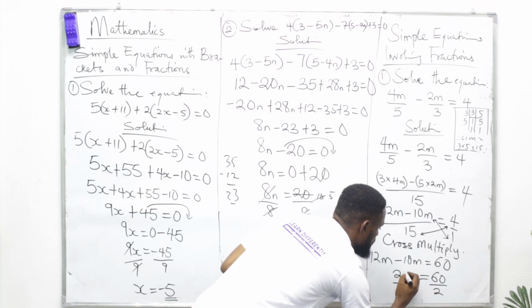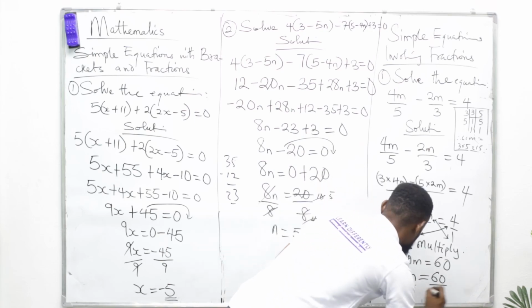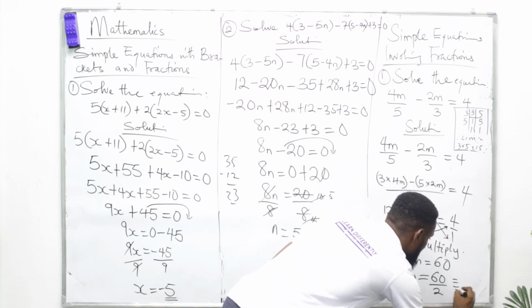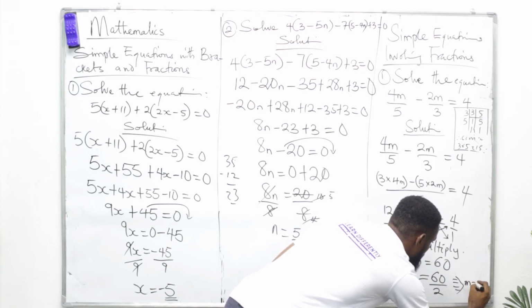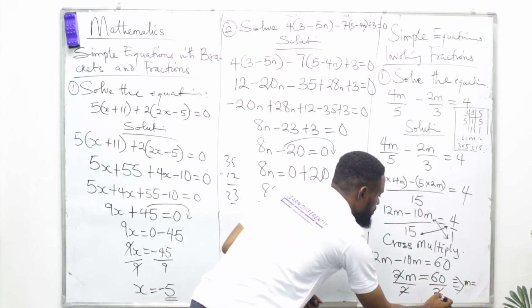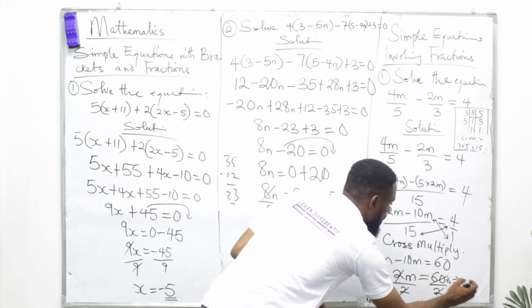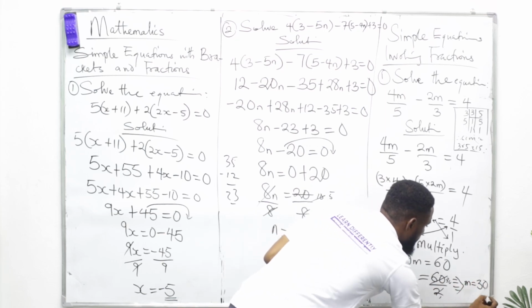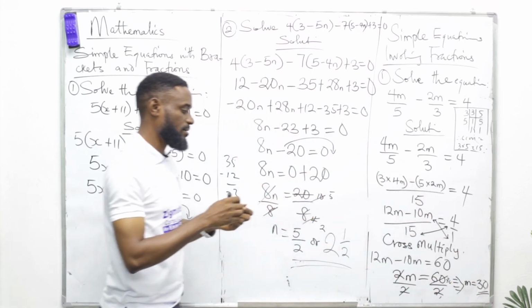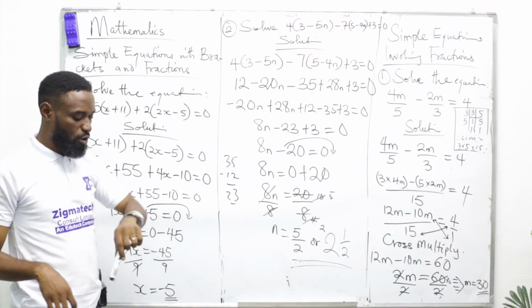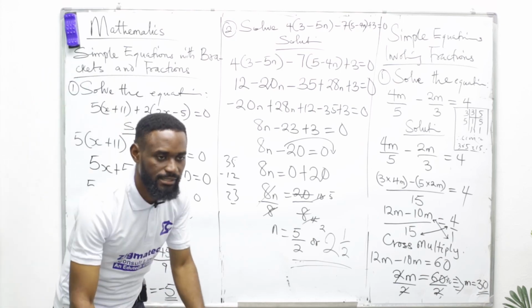So this removes this m. This means that our m is equal to 1 over 2 times 60. Half of 60 is what? 30. So our m is equal to 30. So that is our answer there. M is equal to 30. All right?